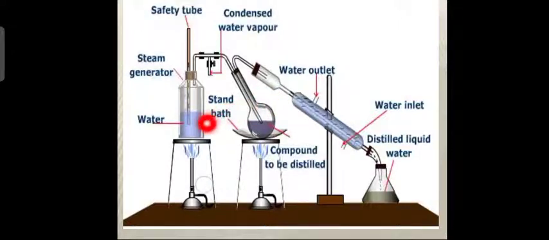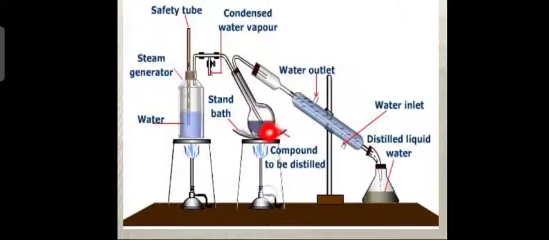You can see here, this is the boiler or steam generator. This long device is the steam generator. This is the safety tube for the steam generator. In order to generate steam, what do we need? We need water. So water is kept inside the steam generator and it is made to boil by using a Bunsen burner, so that vapors of water, that is nothing but steam, will come out. It is made to pass through this side tube, and then it is made to bubble through the impure liquid.